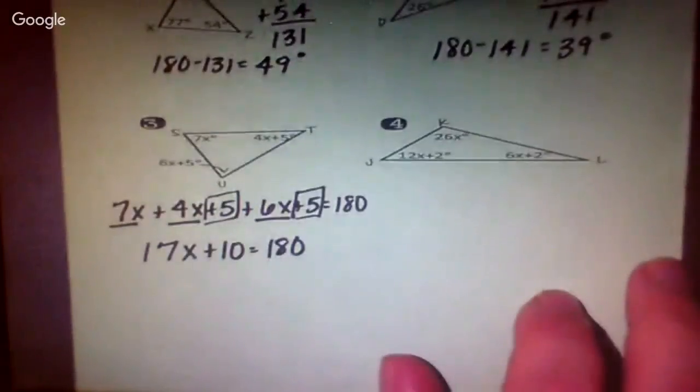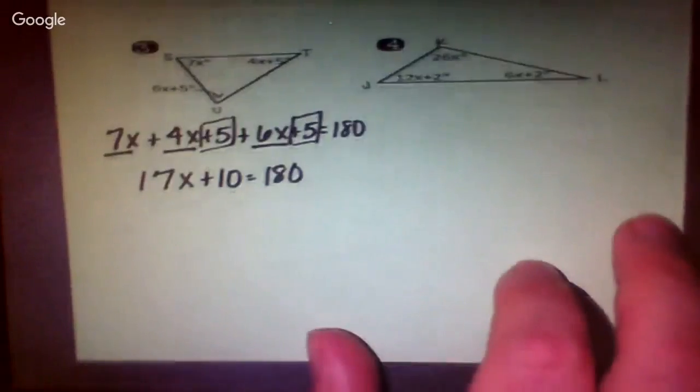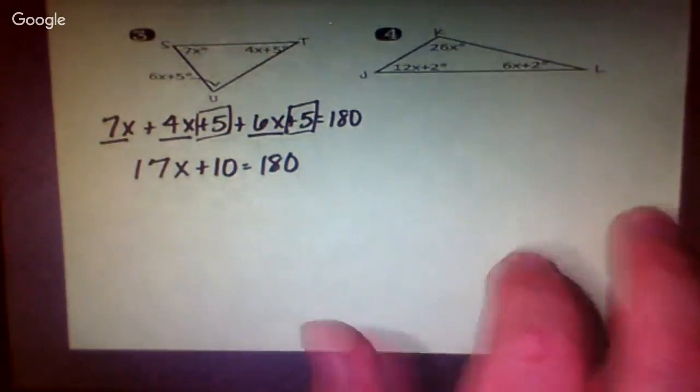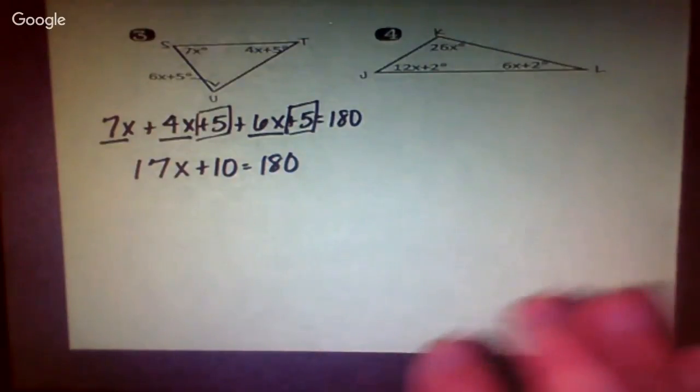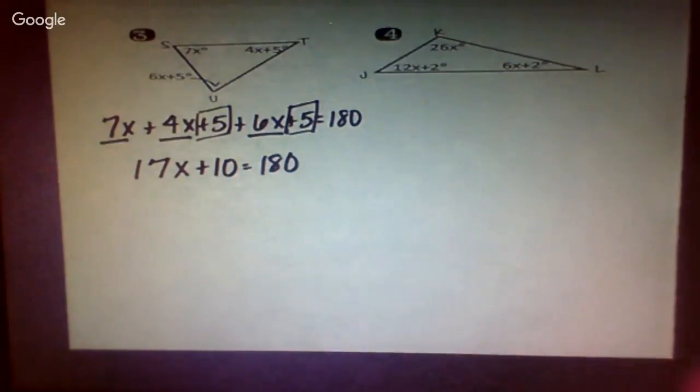Deja, what's my next step to getting x by itself if I have 17x plus 10 equals 180? I need x by itself. So what should I get rid of first? 10. Which one does not have an x attached? So get rid of the 10. Okay.